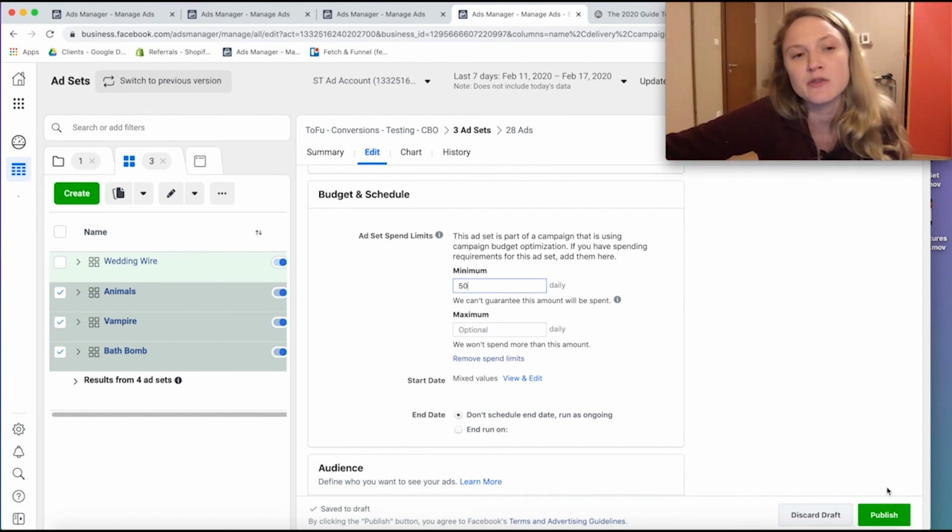I also kind of like to keep a little bit of an extra budget hanging off that, just so that I can see where Facebook puts that extra spend, because that's also going to tell me where Facebook thinks that they're more likely to get those conversions. So if all these have 50, maybe then I would bump up my campaign budget to 250. So there would be an extra $50 for Facebook to determine where would be the best ad set to put that in.